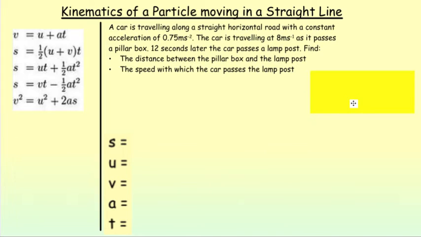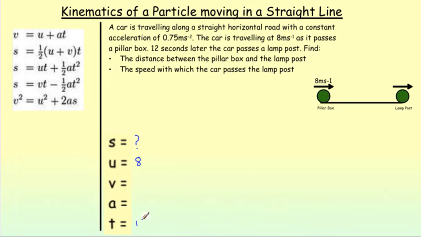I'm going to show the diagram here. I have it ready. Right. So we have our diagram there, and this time we are asked to find the distance between the pillar box and the lamppost. So distance is displacement, which we're looking for. u we know is 8 meters per second. The car is traveling at 8 as it passes the pillar box, so that's going to be 8. Then it says 12 seconds later the car passes a lamppost, so the time is 12. It gives the acceleration as 0.75.